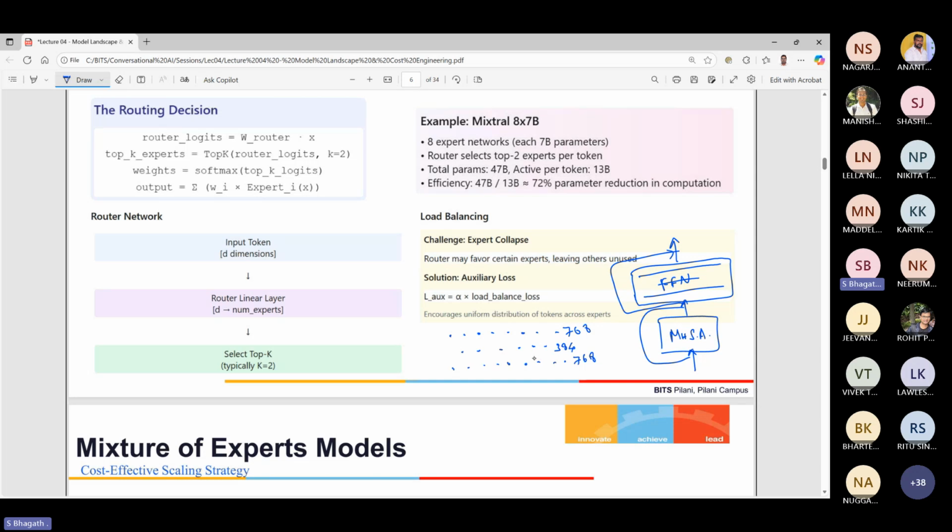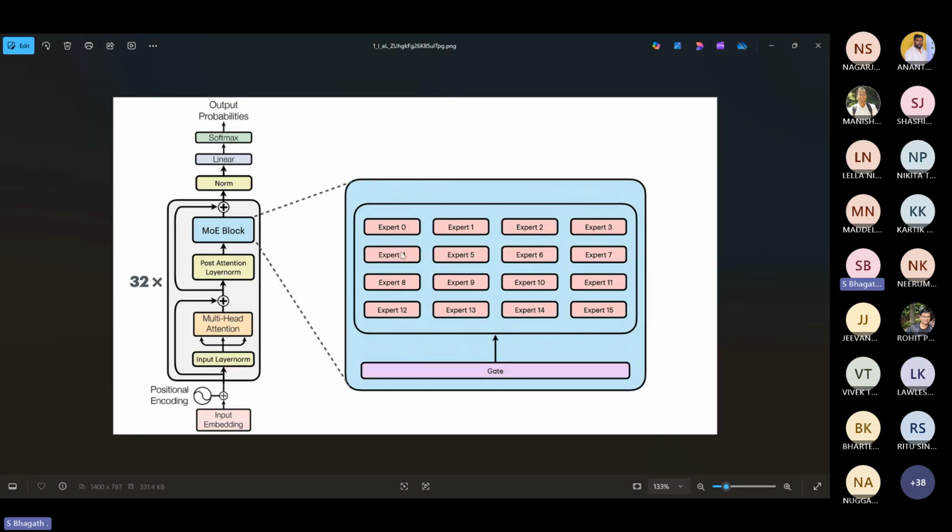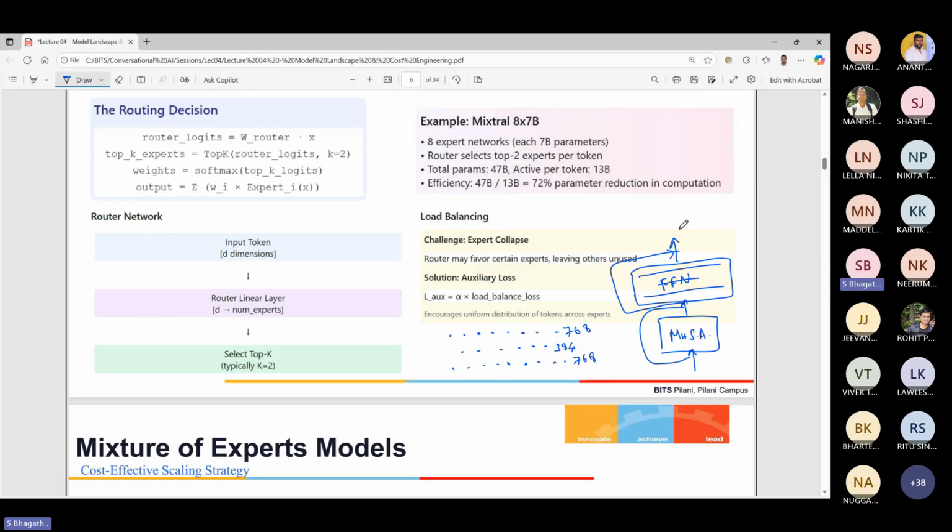But in the MoE case, what we are doing is creating a lot of experts. This is a little bit confusing. It's better I draw it here. So instead of this one, we take the same multi-head self-attention. And after this, instead of one big neural network, we create a lot of small neural networks.